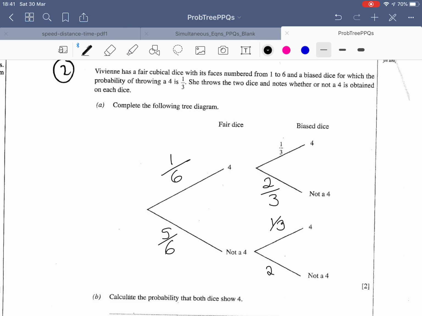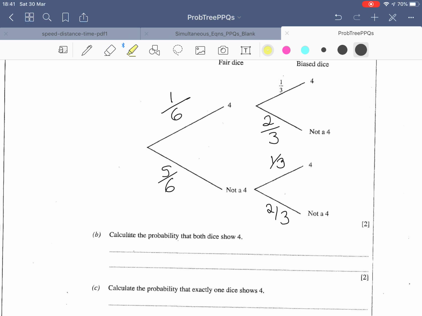Okay, we've filled in our tree diagram, so that's our 2 marks. Now we've got to calculate the probability that both dice show 4. So that means I want a 4 and a 4. Don't forget, and means times, so I've got to do 1/6 times 1/3. 1 times 1 is 1. 6 threes are 18, so it's 1/18.